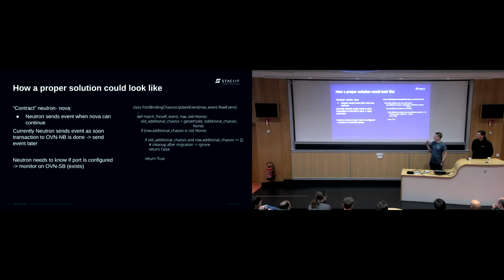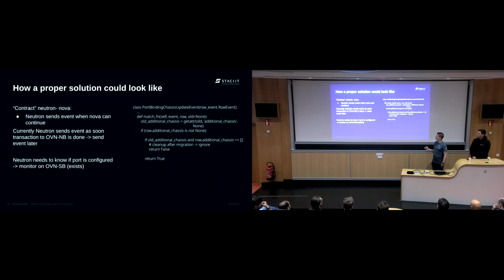Is it the additional chassis that changed? Before, we had the requested chassis, which is only a request to please apply this port at this and that chassis. Then there is a requested additional chassis option. This is also only a request, but the additional chassis field is the field the chassis is set into once the port is applied. So we need to wait until the additional chassis field is set. Then we know we can continue with the migration.